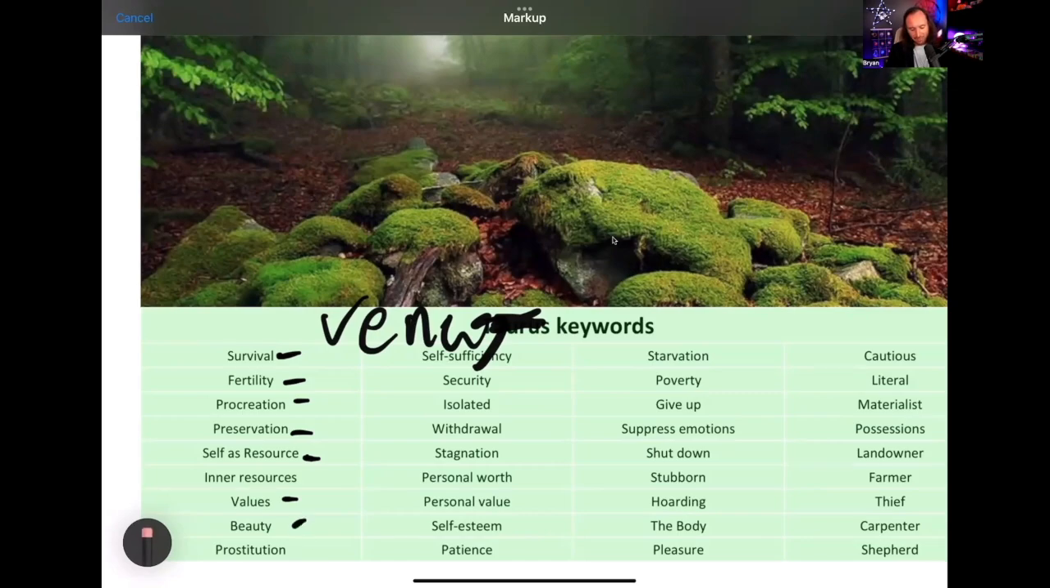I think it's funny they put prostitution in here, which, yeah, that would be a little bit of prostitution, selling beauty for money.